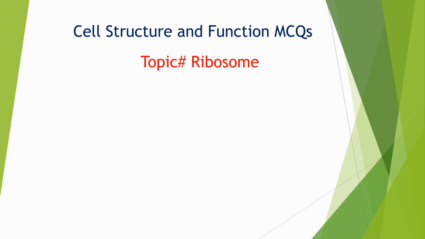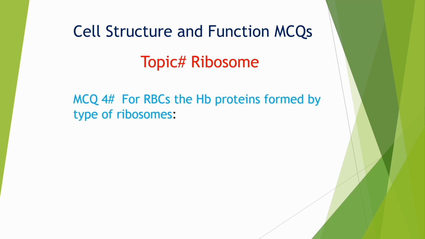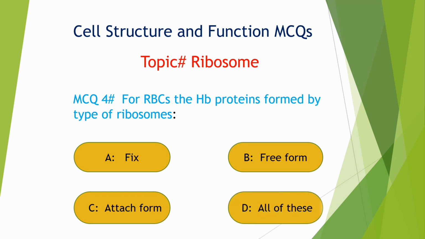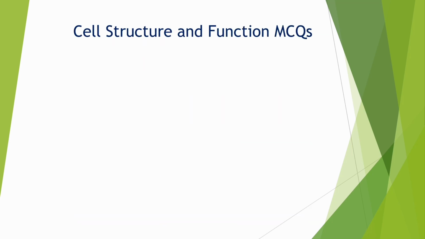Cell structure and function MCQs. Topic: Ribosome MCQs number 4. For RBCs, the Hb protein formed by type of ribosomes: Option A. Fixed, B. Free form, C. Attached form, D. All of these. Correct is B.